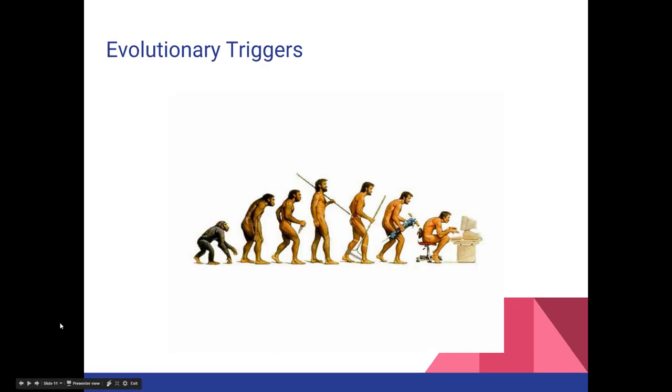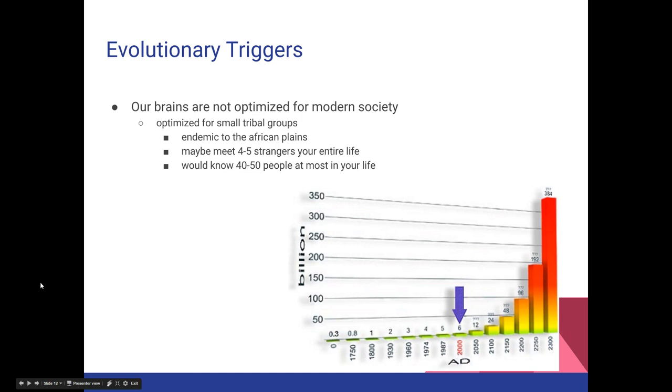So let's talk about the fundamentals for social engineering and talk about evolutionary triggers. Our brains are really not optimized for modern society. We, as a species, spent the vast majority of our timeline in small tribal groups endemic to African plains and other continents, and you'd maybe meet 4 or 5 strangers your entire life. It's a very tight-knit tribe in many circumstances. And you would maybe, at most, know 40 to 50 people in your life.